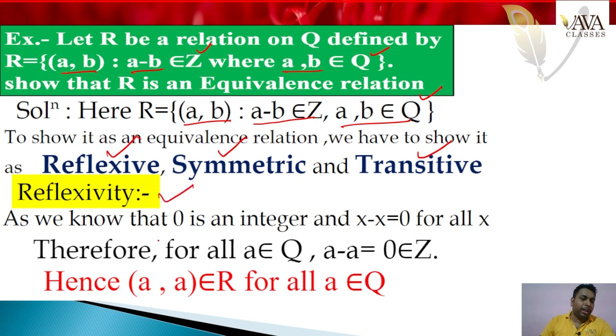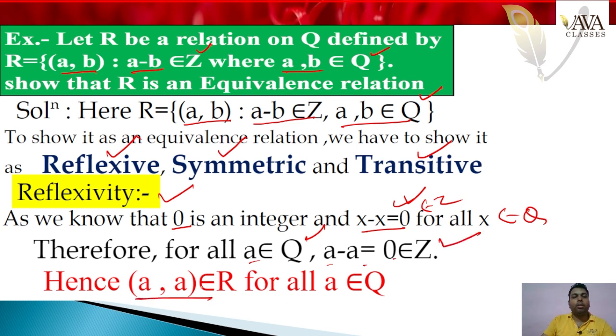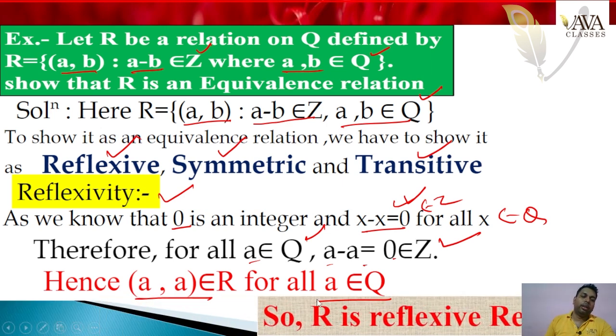First, reflexive. As we know, 0 is an integer and x minus x equals 0 for all x belonging to Q. So for all a belongs to Q, a minus a equals 0 belongs to Z. Hence (a, a) belongs to the relation for all a belongs to Q. So R is a reflexive relation.